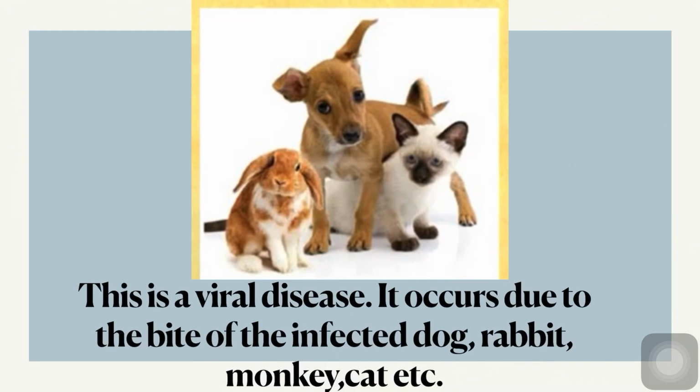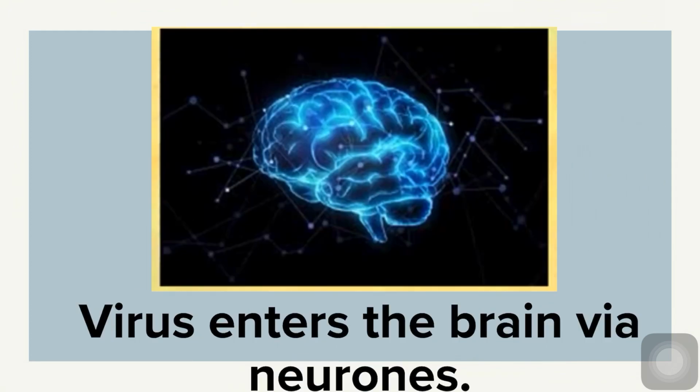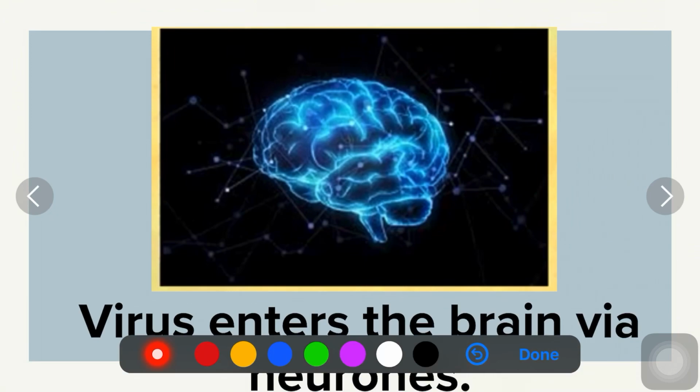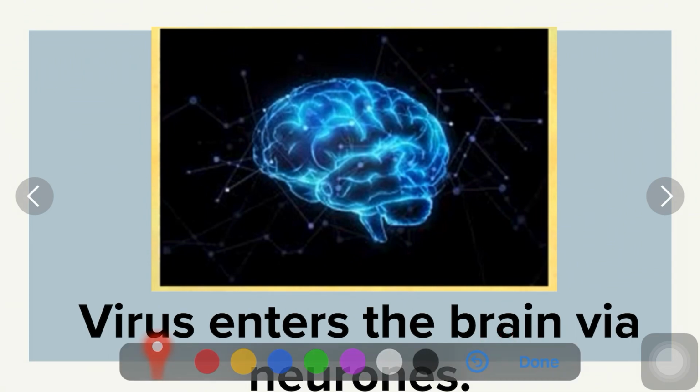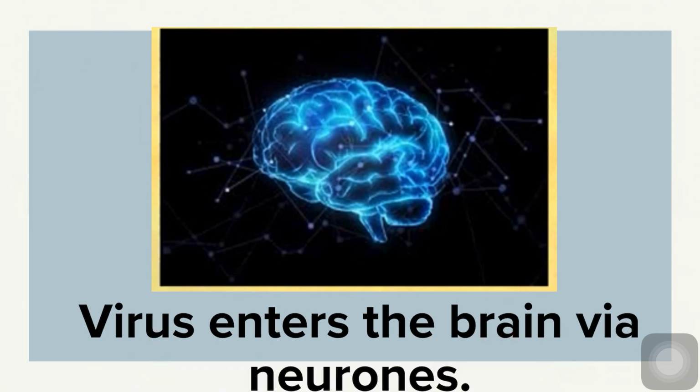Dog, rabbit, monkey and cat can be infected with rabies if they are not vaccinated. The virus of rabies enters the brain through neurons. If not treated in time, rabies can be fatal.